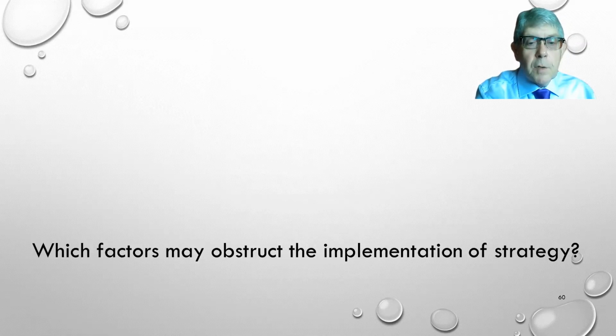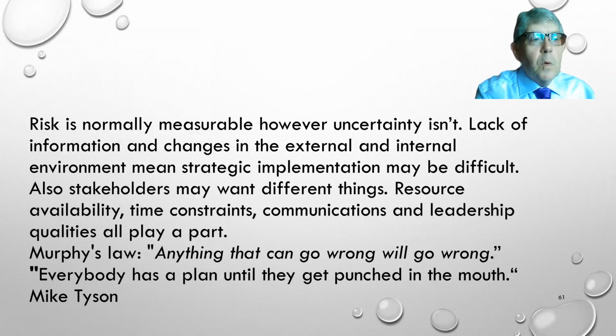Which factors may obstruct the implementation of strategy? Well, risk is normally measurable. However, uncertainty isn't. Lack of information and changes in the external and internal environment means strategic implementation may be difficult. Also, stakeholders may want different things. Resource availability, time constraints, communications, and leadership qualities all play a part.